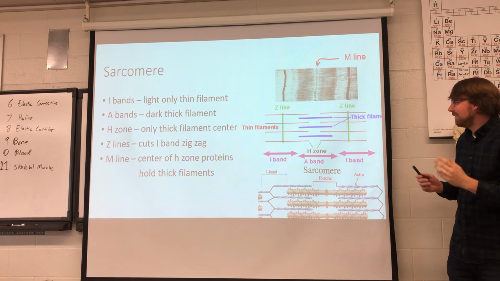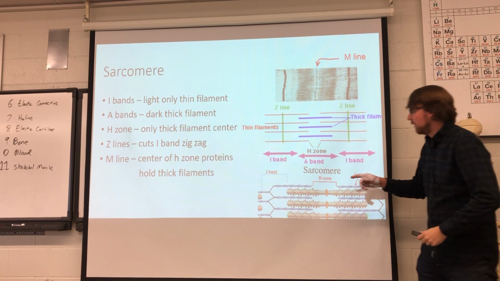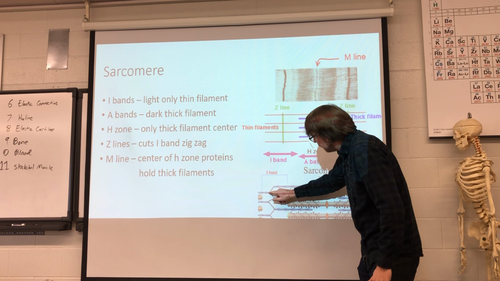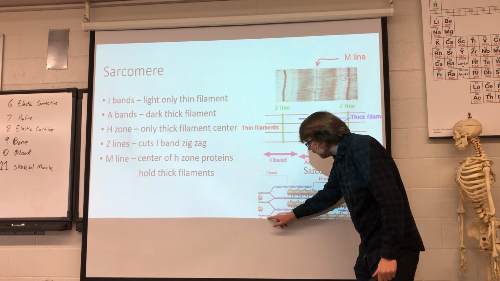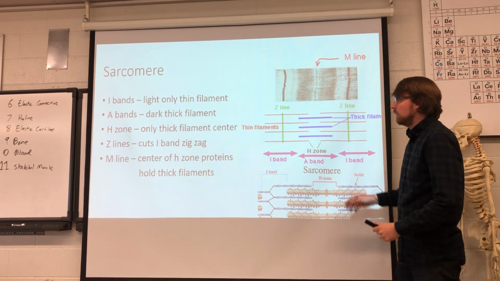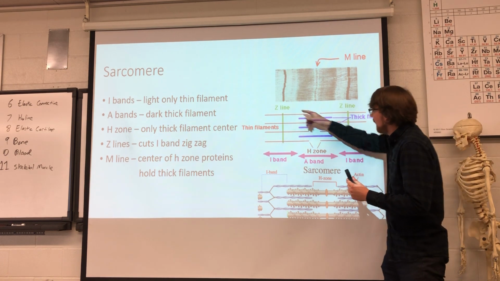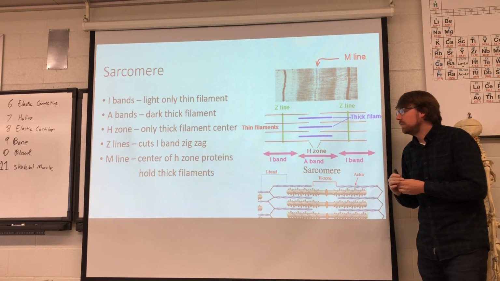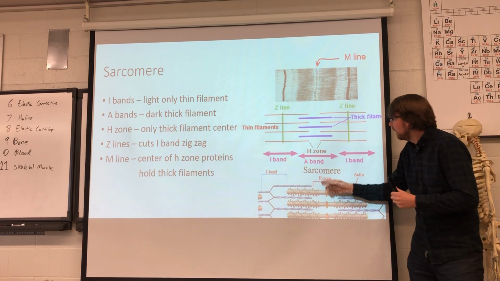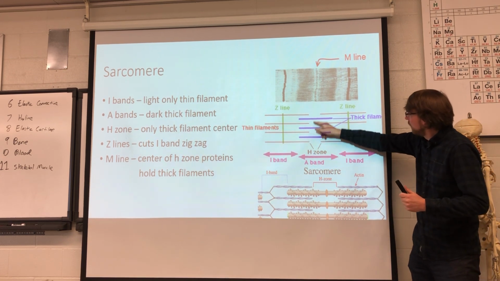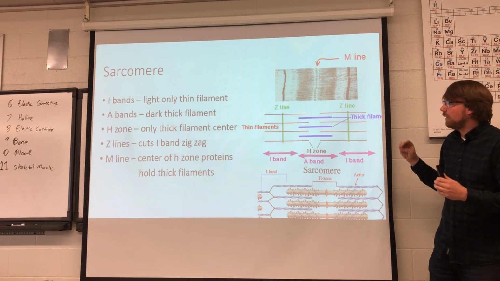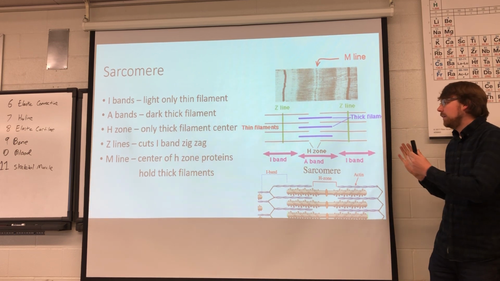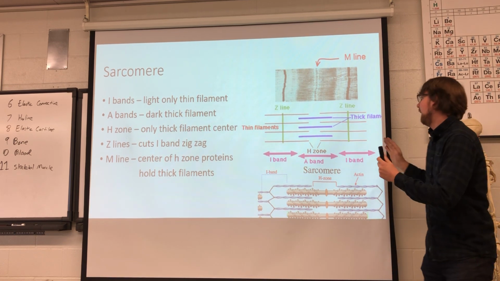Then there are the Z lines. The Z lines are so named because these actins attach in this Z pattern. So it cuts I bands in half with a zigzag. That is why it is a Z line. Then we have an M line right down the middle. The M line cuts the center of the H zone in half.